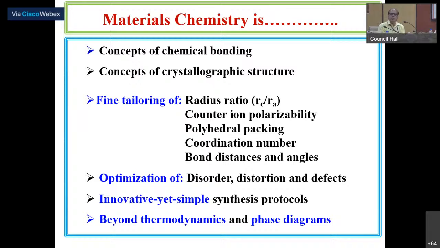So, materials chemistry is a branch of chemistry which empowers you with concepts of chemical bonding coupled with concepts of crystallographic structure. This branch of chemistry teaches you how to fine-tailor radius ratio, counter-ion polarizability, polyhedral packing, coordination number, bond distance and bond angle optimization. All these things will be taught in this course. This branch of chemistry also teaches you optimization of disorder, distortion, defects. These 3 Ds are not as dreadful as they look to be. In fact, they are responsible for many incredible properties. So not to worry about these things, you have to optimally introduce them. Innovative yet simple synthesis protocols need to be developed, and you have to think, young friends, beyond thermodynamics and much beyond the concepts of phase diagrams.